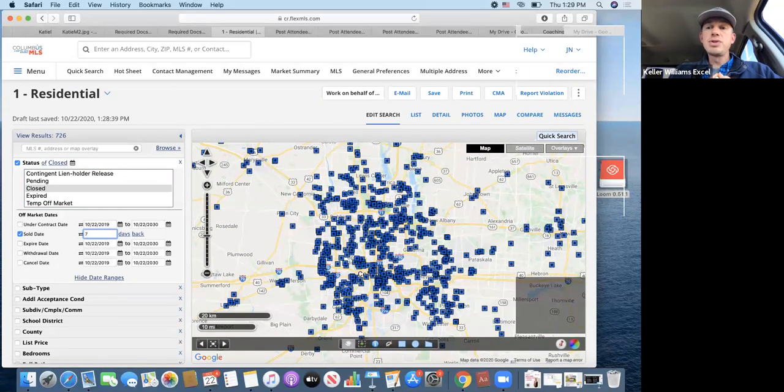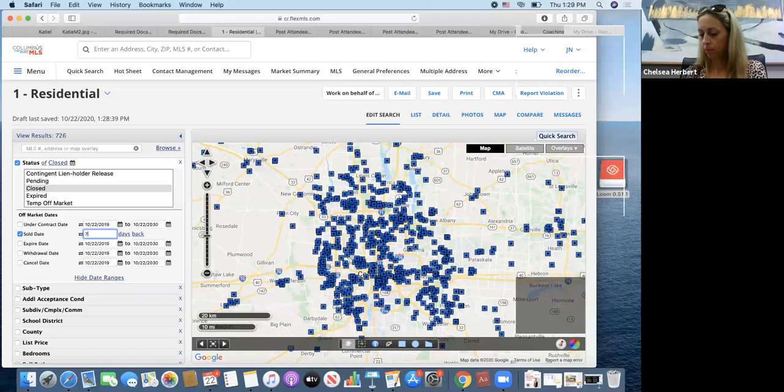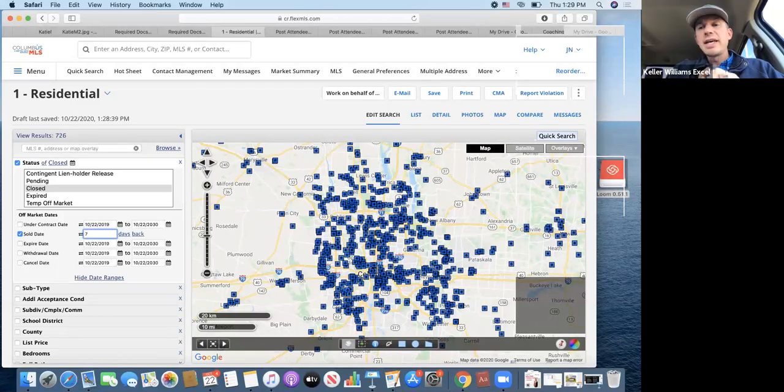So Dana, to answer your question, even if we had 3,500 homes, Chelsea, what's that math? 3,500 homes divided by 726. 4.8. 4.8 weeks. It is considered a seller's market if you're at 4 months of inventory or less.